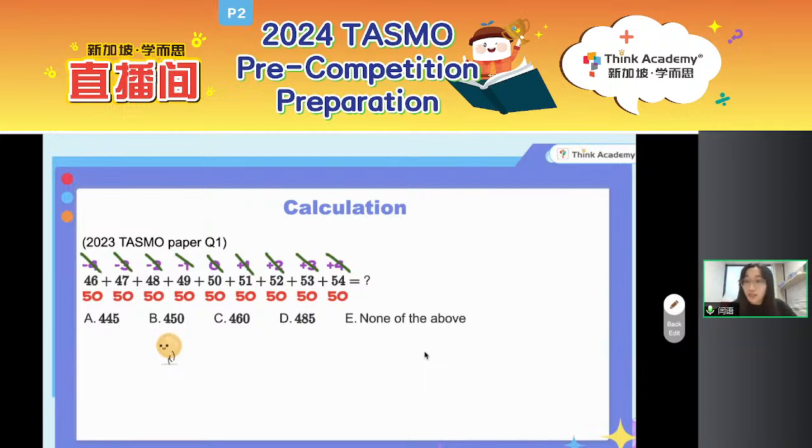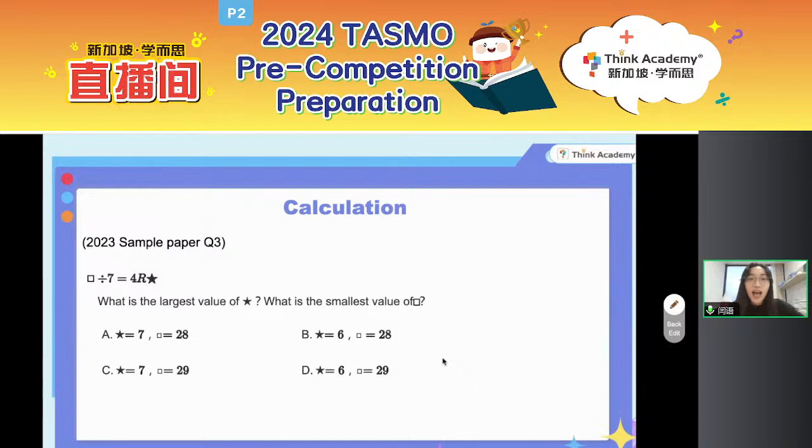Always remember to observe the numbers first before you do the calculation. Okay? Yeah, we have two methods. Either you can just find the good friend pairs to make a perfect 10, right? 46, 54, add them together. Or you can try to split the number, find the closer round number. Okay?